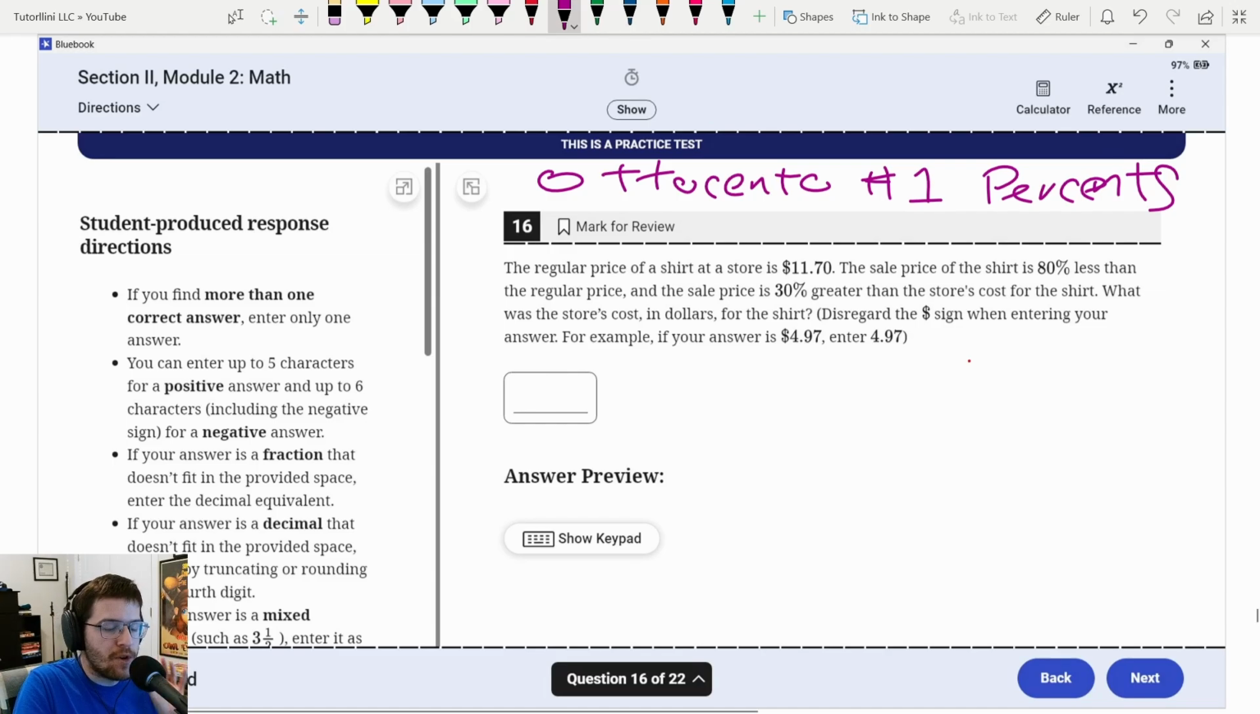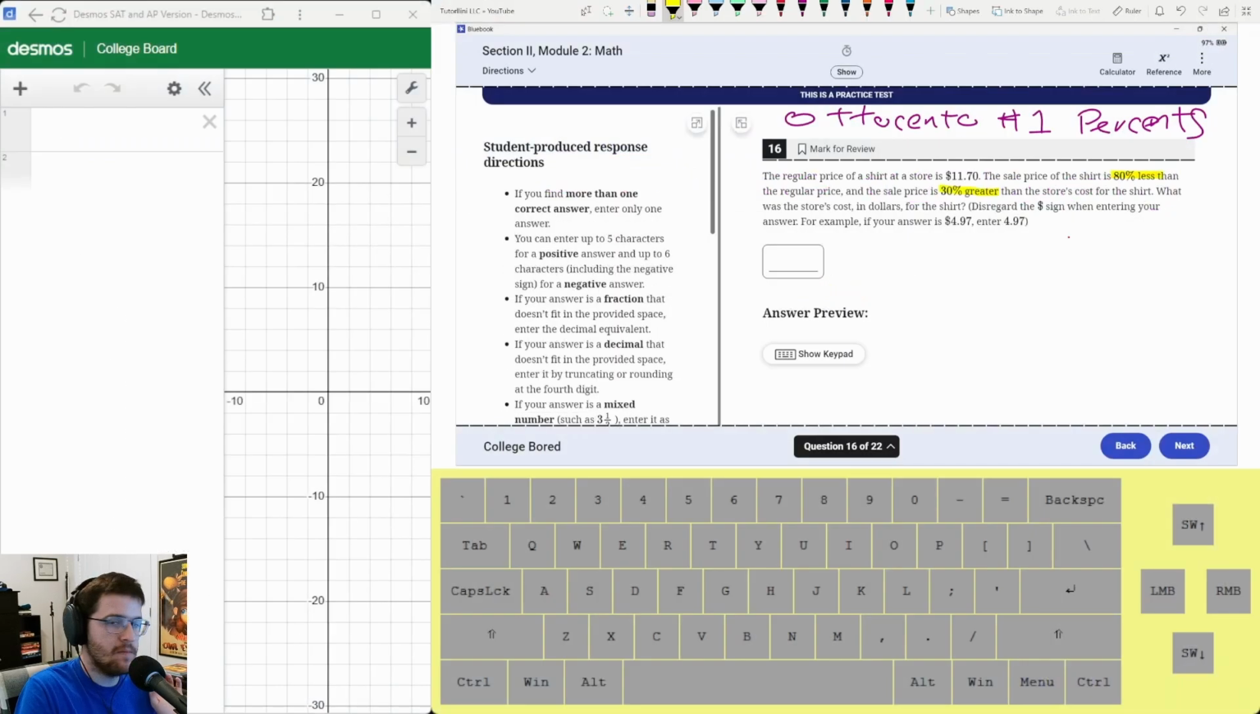Anyway, so first things first, we're going to use the calculator to figure out these percent multipliers, 80% less and 30% greater. So why don't we jump to Desmos so you guys can see me type. And for 80% less, that's a decrease. So we're going to do 1 minus p over 100. So 1 minus 80 over 100.